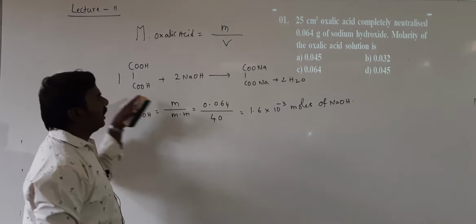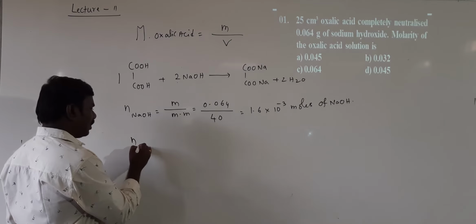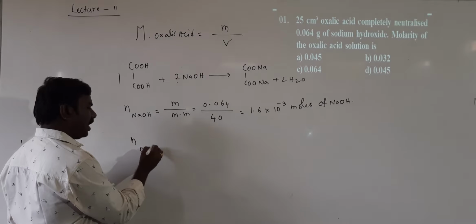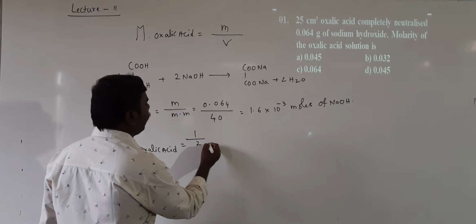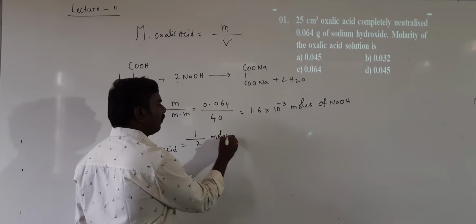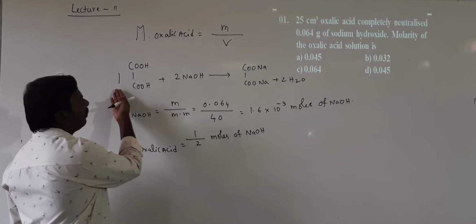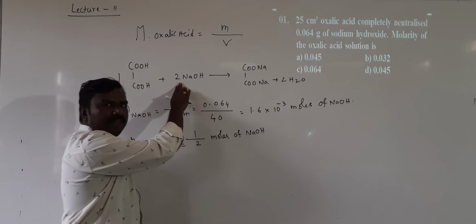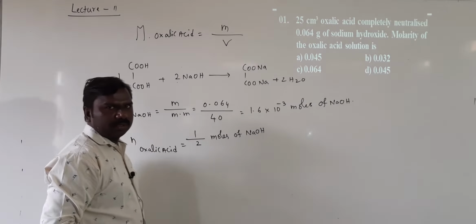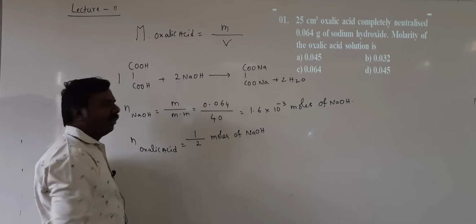1 mole of oxalic acid, 2 moles of NaOH. The number of moles of oxalic acid is equal to half of the moles of NaOH, because it is 1 to 2. It is half the number of moles of NaOH. Understood? 1 to 2, half of the number of moles of NaOH.